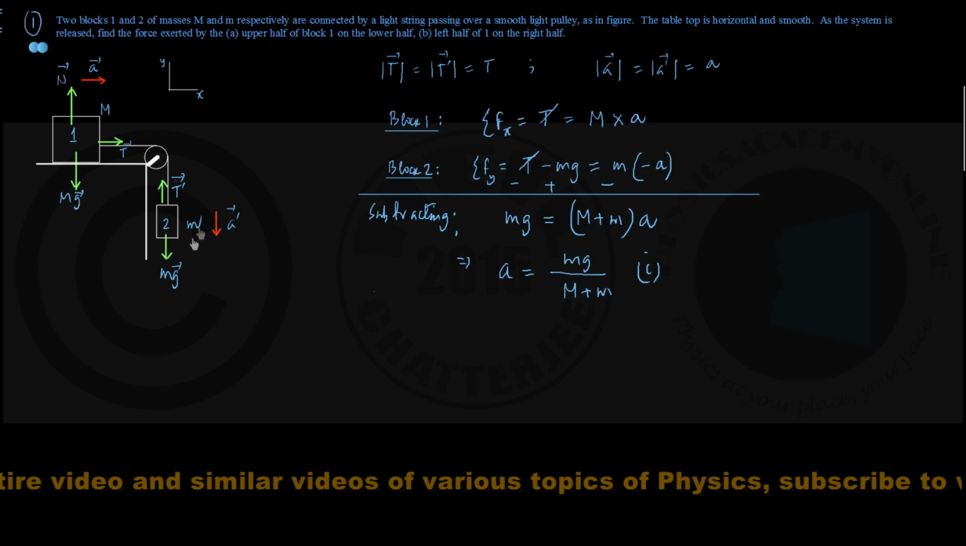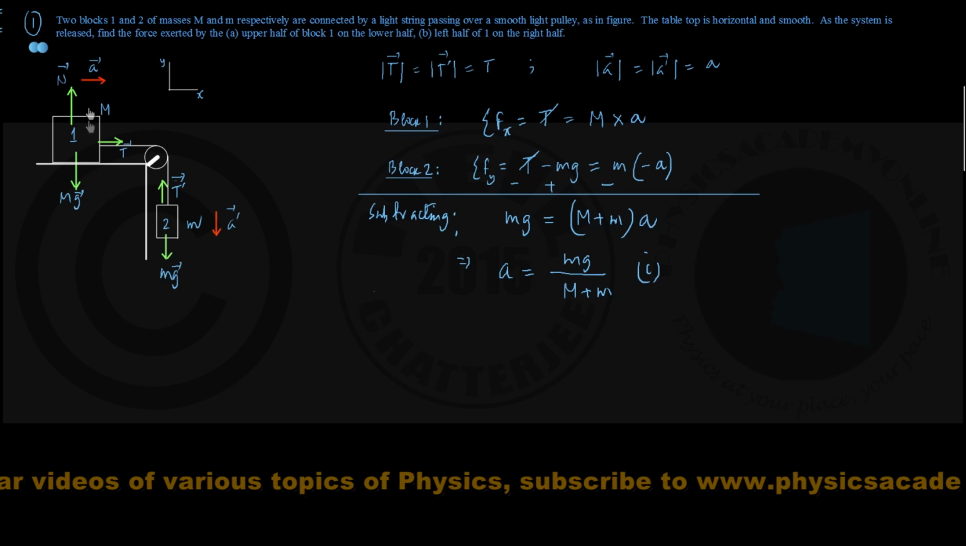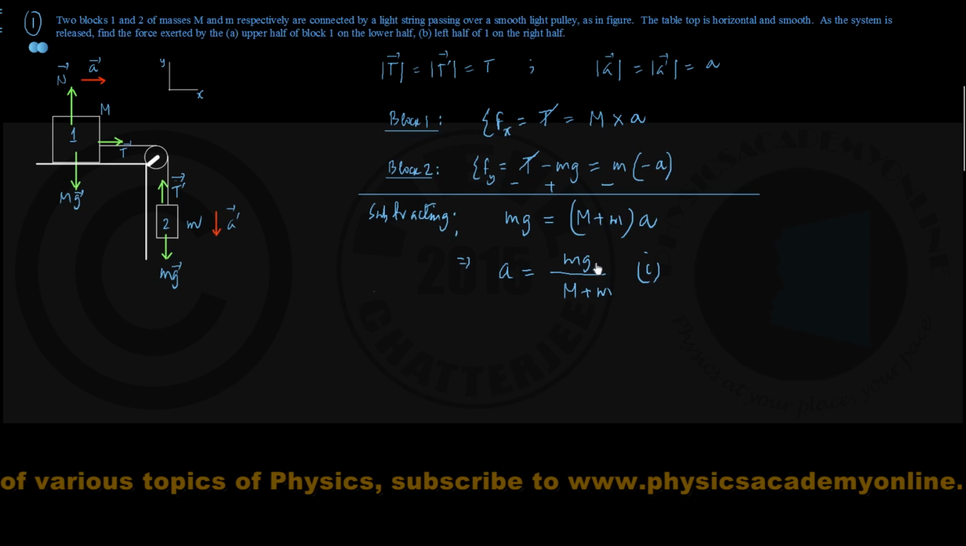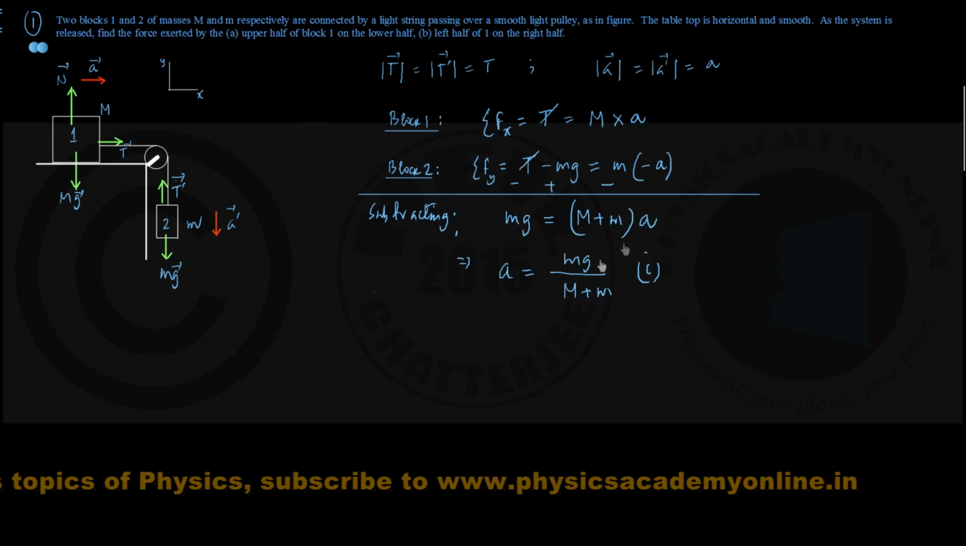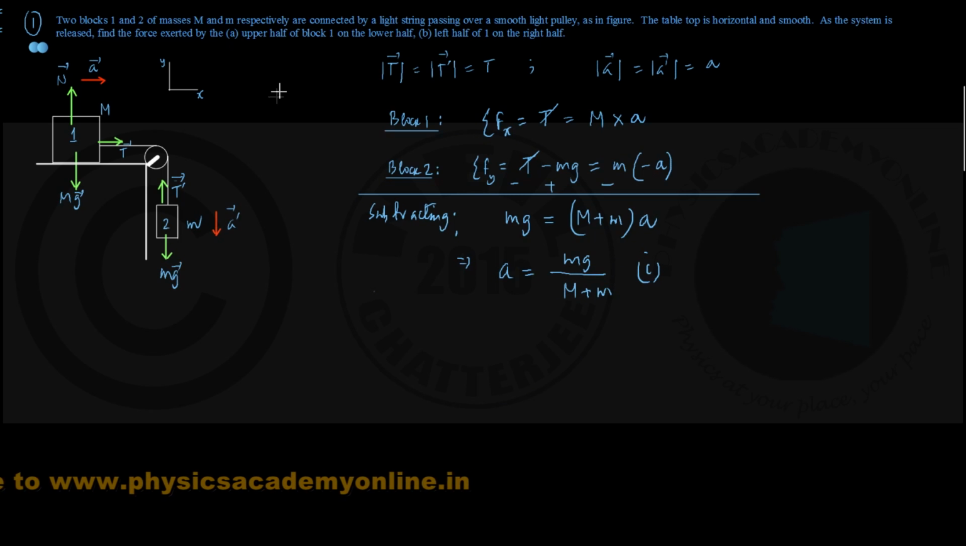We have got block 2 going down and block 1 moving to the right with an acceleration of magnitude small m into g by capital M plus small m. Now with this result, let us proceed to the first part of the question, that was part A, and we shall now find out the force exerted by the upper half of block 1 onto the lower half.